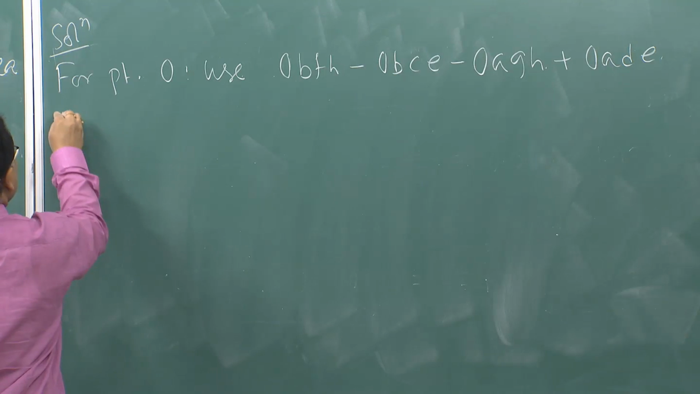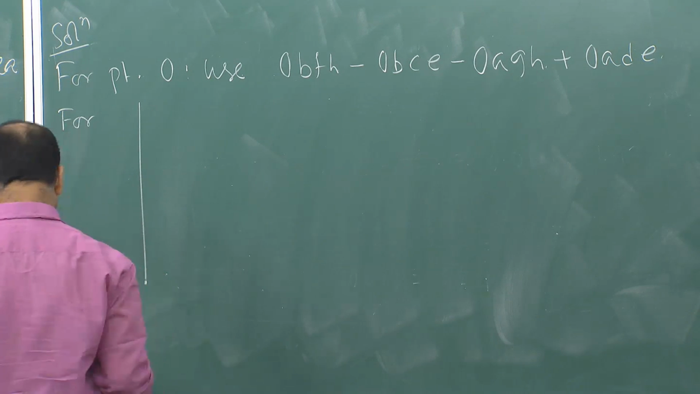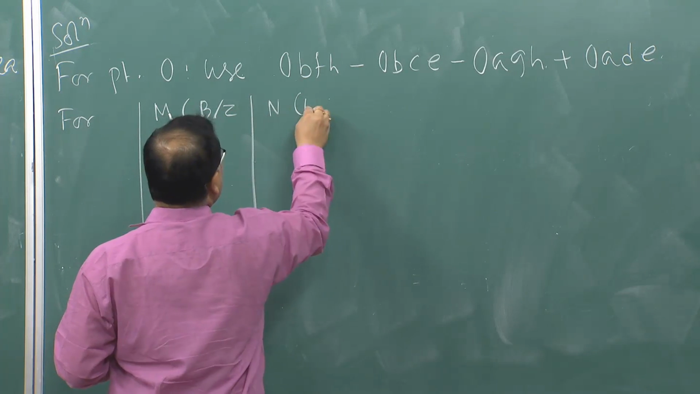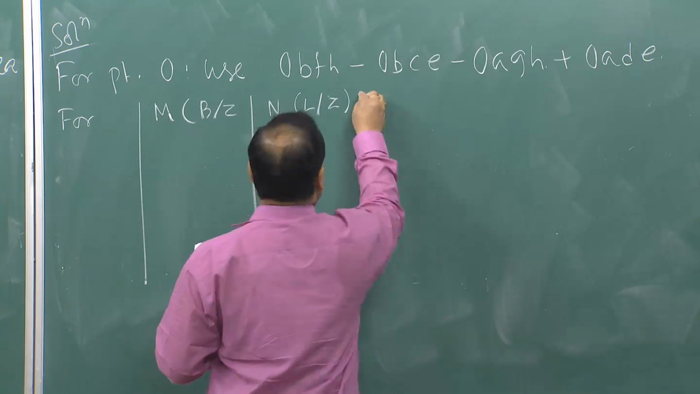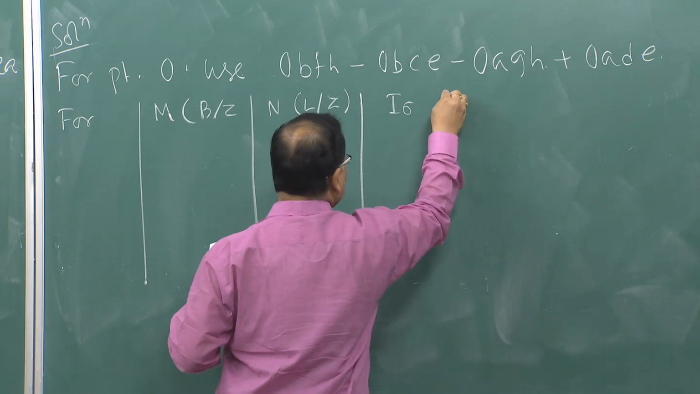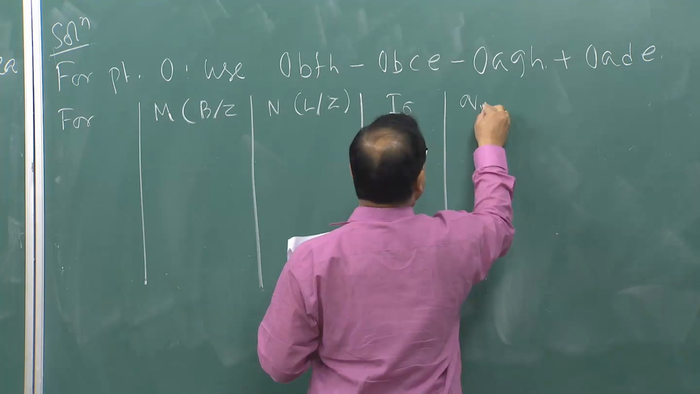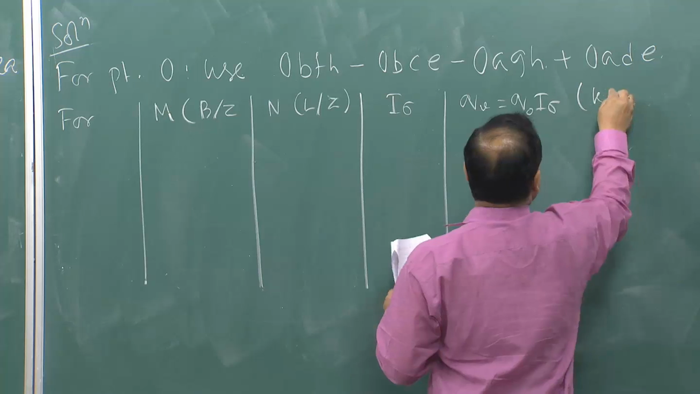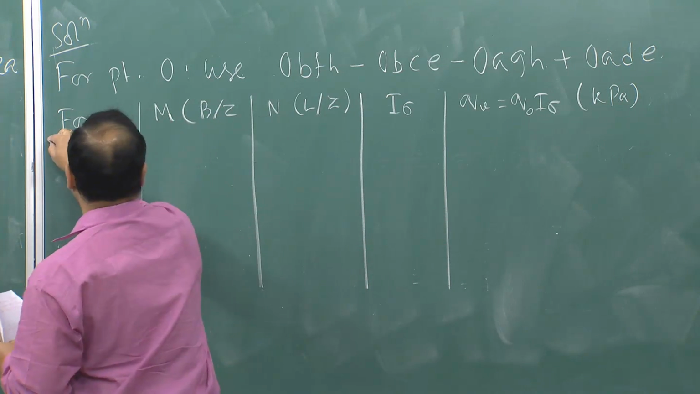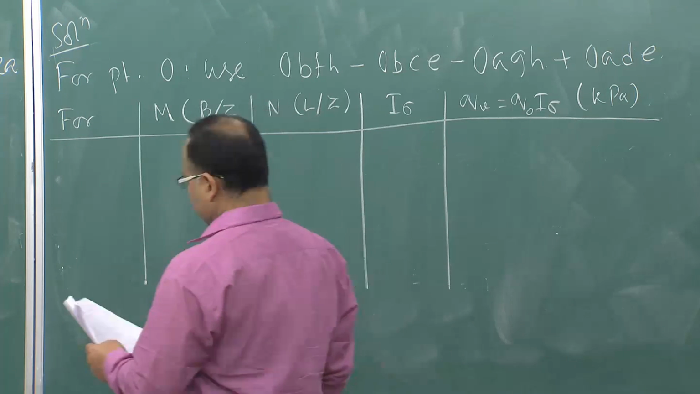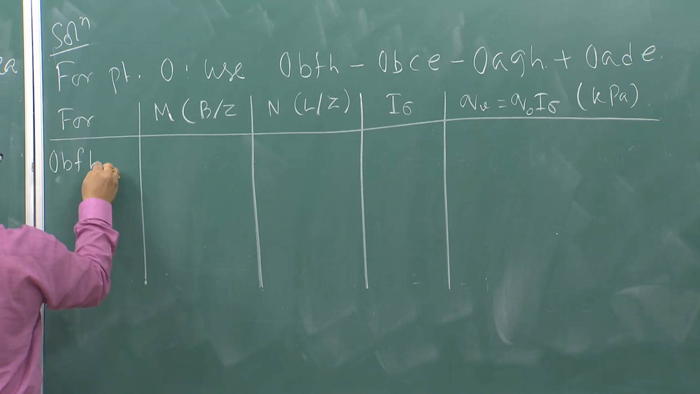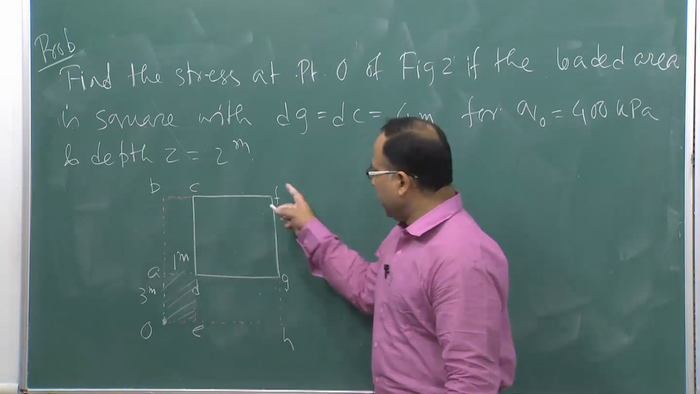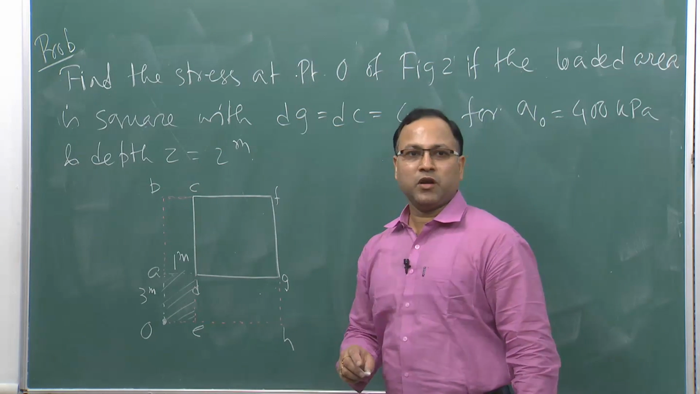For that we will be using a table that will be convenient for us: M which is nothing but B by Z, N which is nothing but L by Z, I sigma which we will get from the table directly, and Q V which is nothing but Q naught I sigma in kPa. Okay. Now for OBFH, what is the value of M? What is the value of B and what is the value of L?